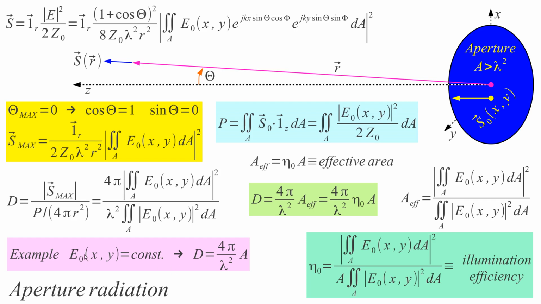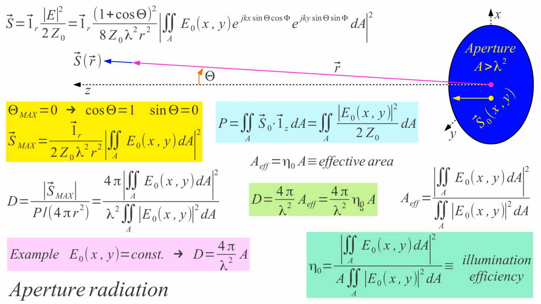If the illumination is not uniform, or if it has a phase error, then we have to calculate the integrals we have here. We have to calculate both integrals, and the directivity will actually be smaller. Why? Because the sum in the denominator is a sum of positive real numbers, while this sum here is a sum of phasors, and phasors may not add in phase. So the effective area may be smaller, the aperture efficiency may be smaller than 1.